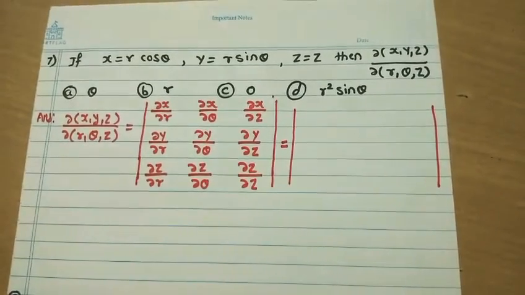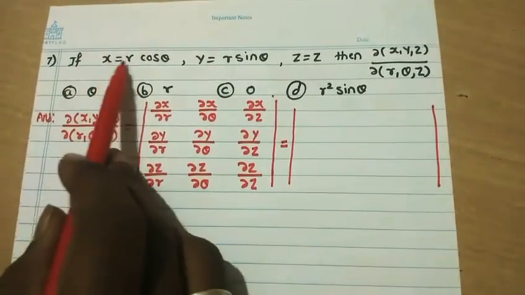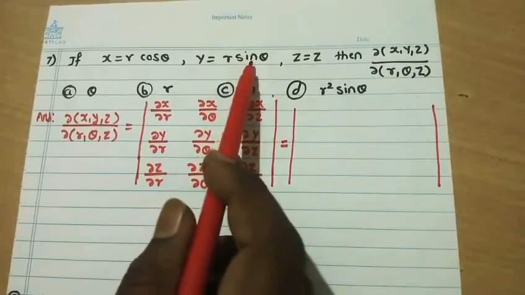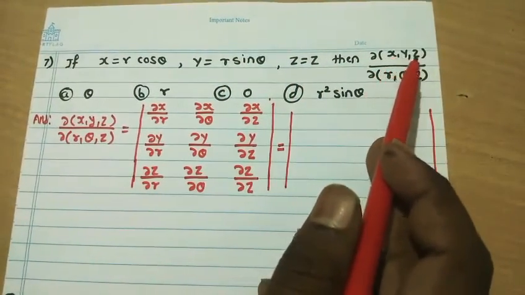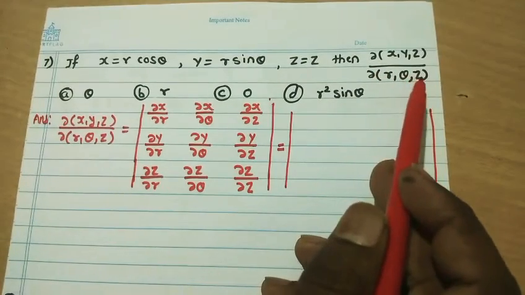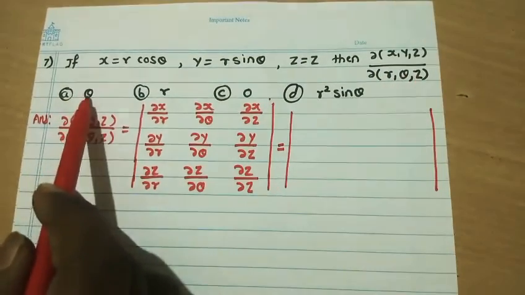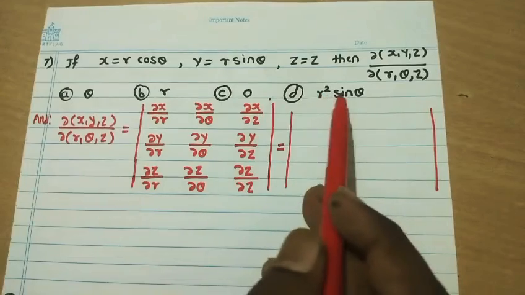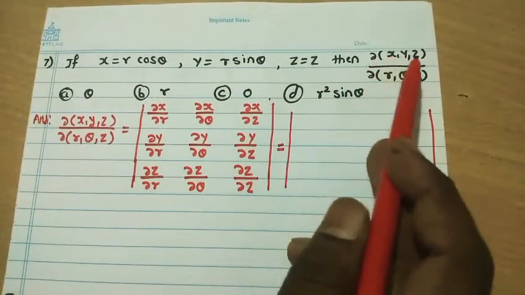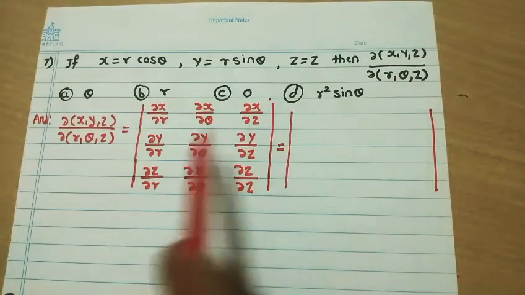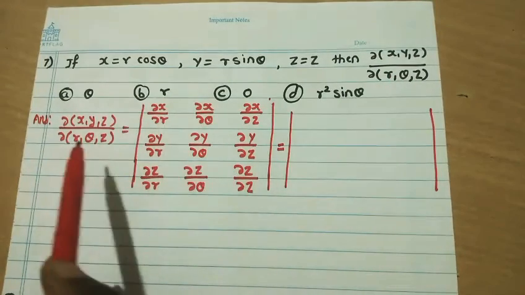Now come to question number 7. If x is equal to r cos theta, y equal to r sin theta, z equal to z, then find ∂(x, y, z) by ∂(r, theta, z). The options are theta, r, 0, r square sin theta. So now we want to find out the Jacobian of x, y, z with respect to r, theta, z. The formula I have written here directly.